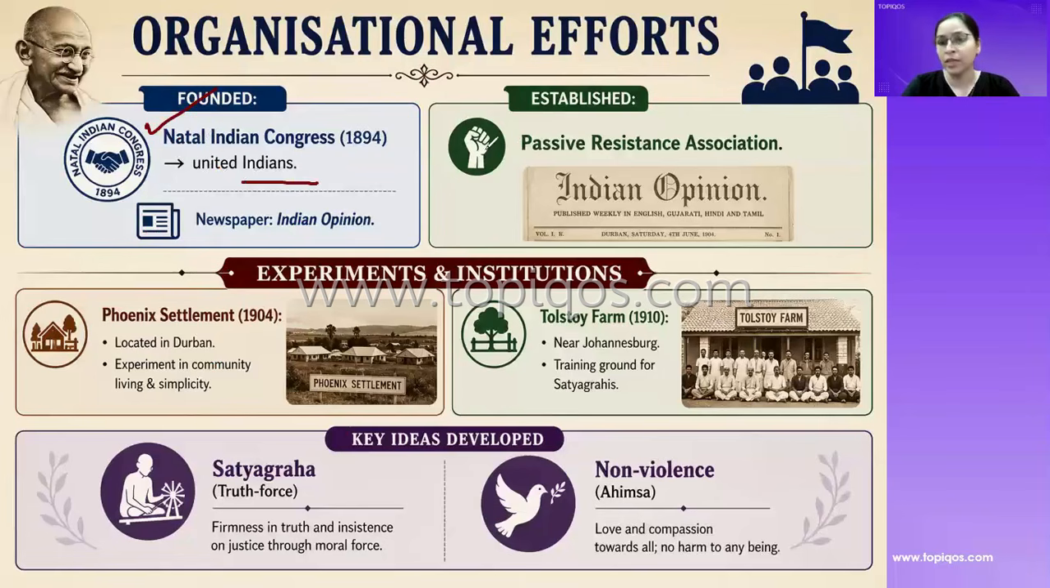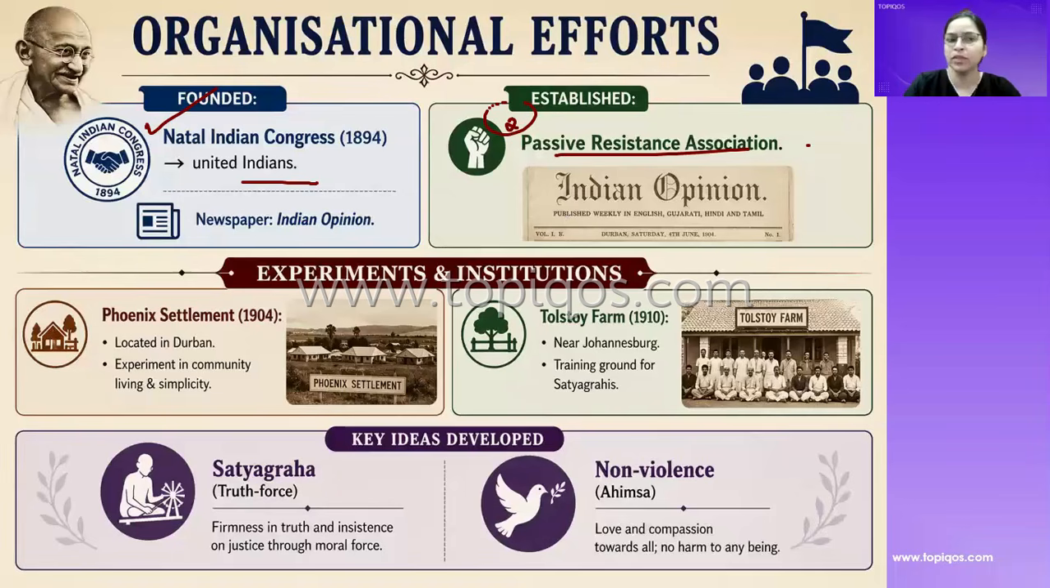Okay. Then the second important organization started by him, that was Passive Resistance Association. Passive resistance was the strategy of Gandhi in order to fight against the South Africans. Okay. And here in South Africa, Gandhi developed these unique techniques, okay, which we'll be discussing. But remember, the second organization by Gandhi in South Africa was Passive Resistance Association.